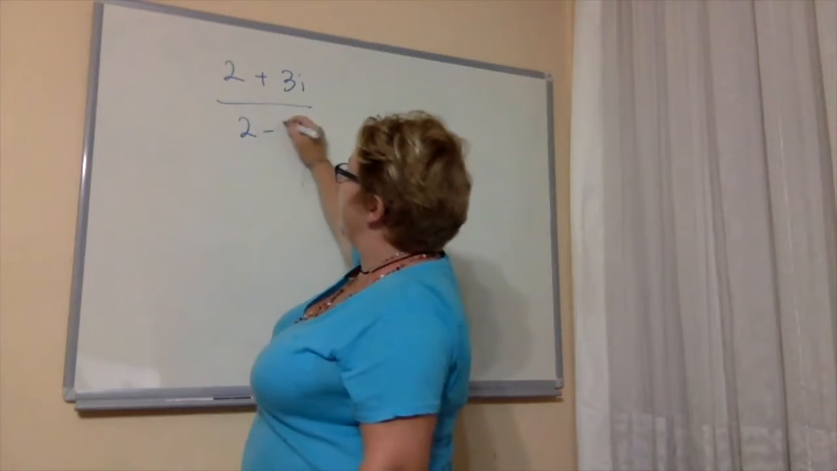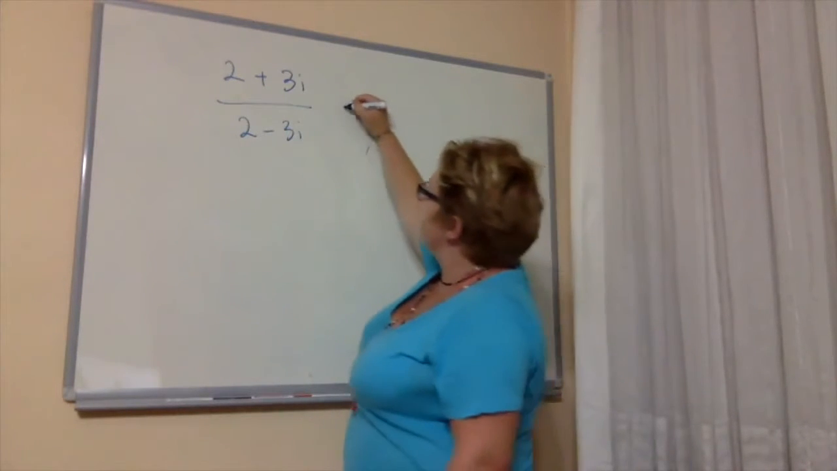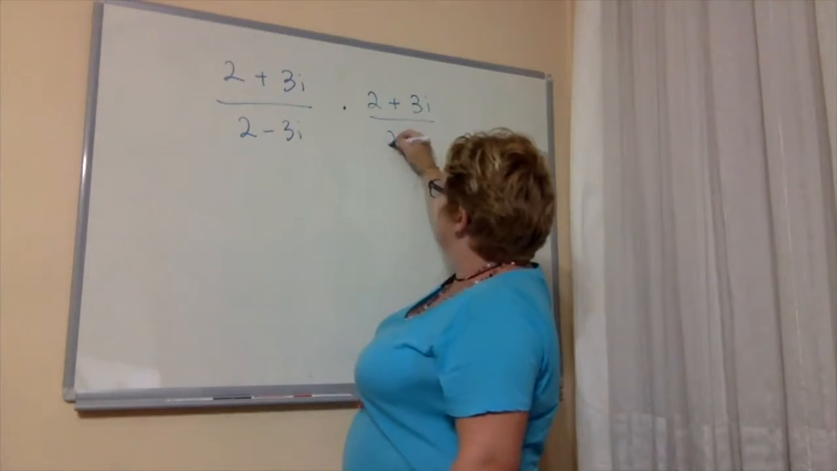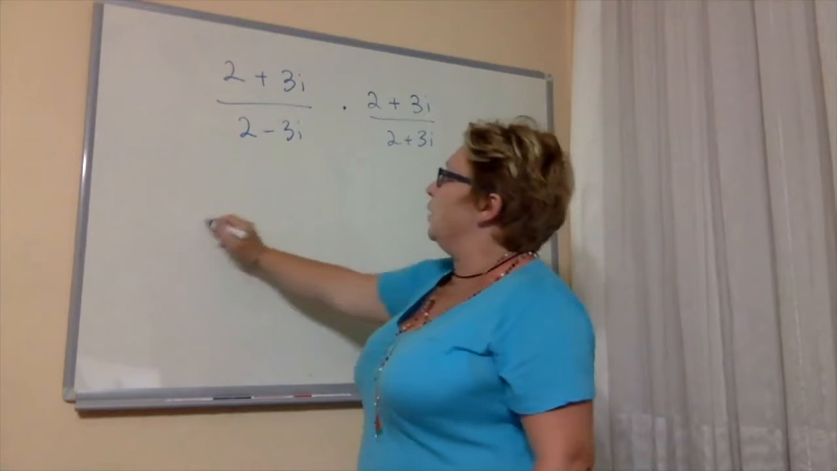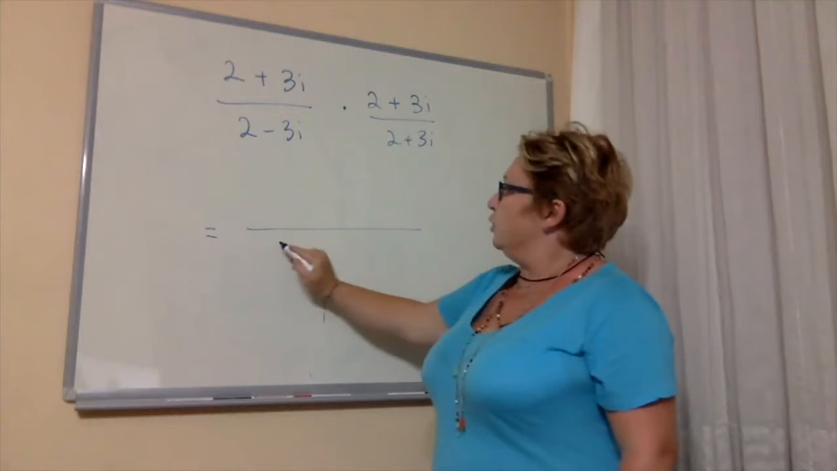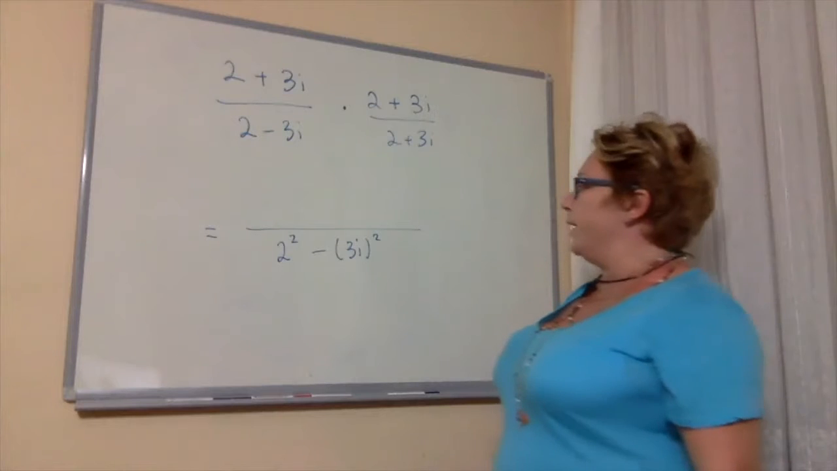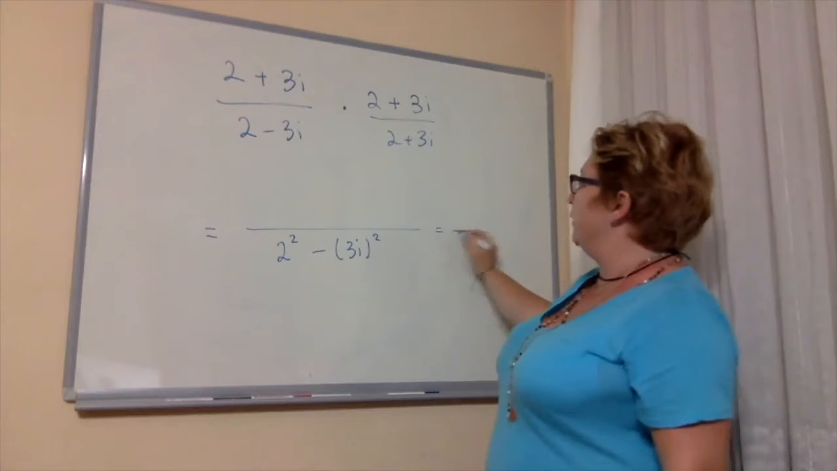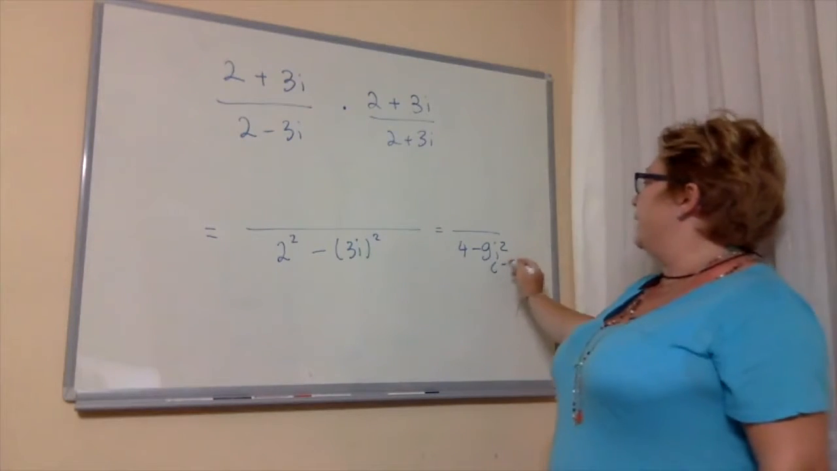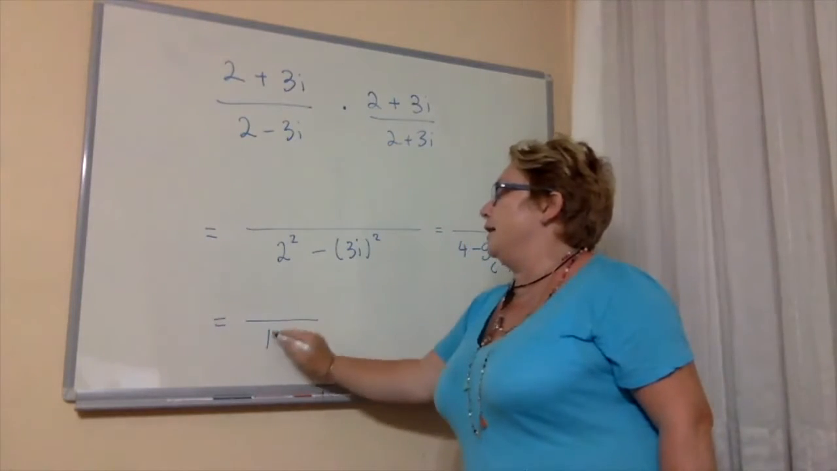Let's do another example. 2 plus 3i over 2 minus 3i. We can just multiply by the conjugate of the denominator again, which is 2 plus 3i. When we do that, the denominator is 2 squared minus 3i quantity squared, and that's going to turn out to be 4 minus 9i squared. Plugging in negative 1 for i squared, we get 13 in the denominator.